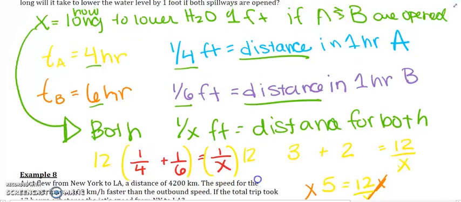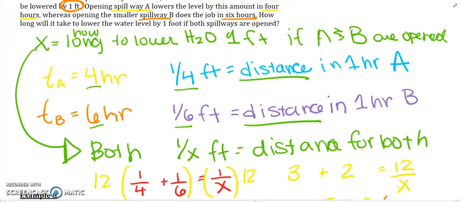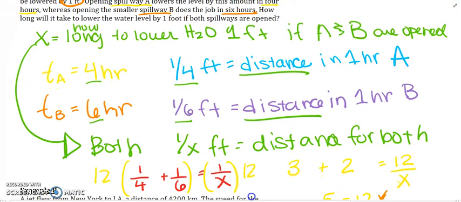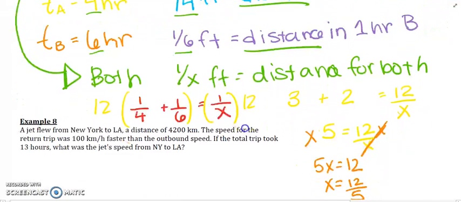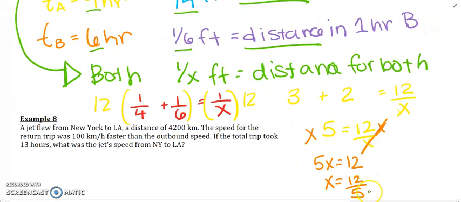Now scroll back up and it says, how long will it take to lower the water level by 1 foot if both spillways are open? Well, it'll take 12 fifths. But it was time in hours, so why don't you convert that to a mixed number? It would take 2 and 2/5 hours.